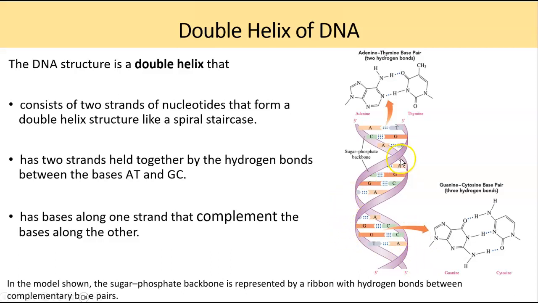If you think about this as a three-dimensional structure, it looks like a spiral staircase where the sugar phosphate backbone would be considered the railing of the stairs. And these complementary base pairs can be considered the steps of the stairs. That is the double helix of DNA.